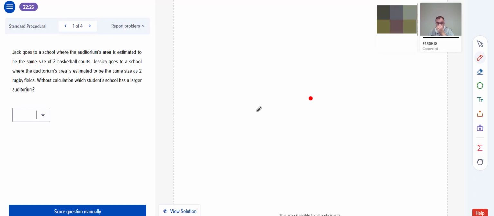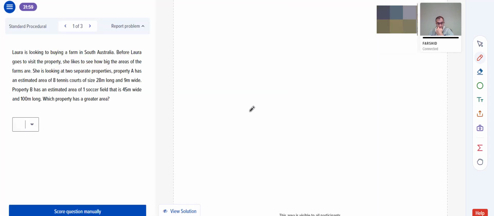Okay, Jack goes to a school where the auditorium's area is estimated to be the same size as 2 basketball courts. Jack goes to school. Which is... Football, rugby field is bigger than basketball.